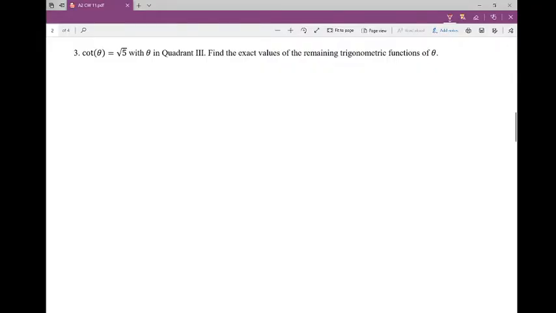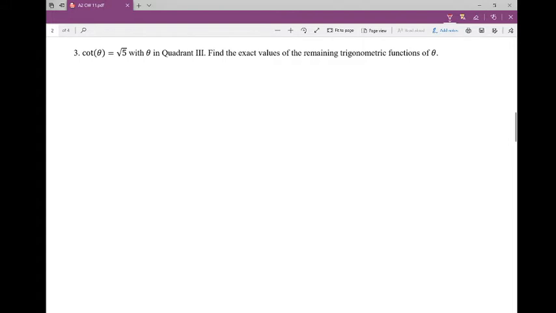Alright, so for number 3, it reads cotangent of theta equals square root of 5 with theta in quadrant 3. Find the exact values of the remaining trigonometric functions of theta. So this is going to reference the two videos that were assigned previous to this one.